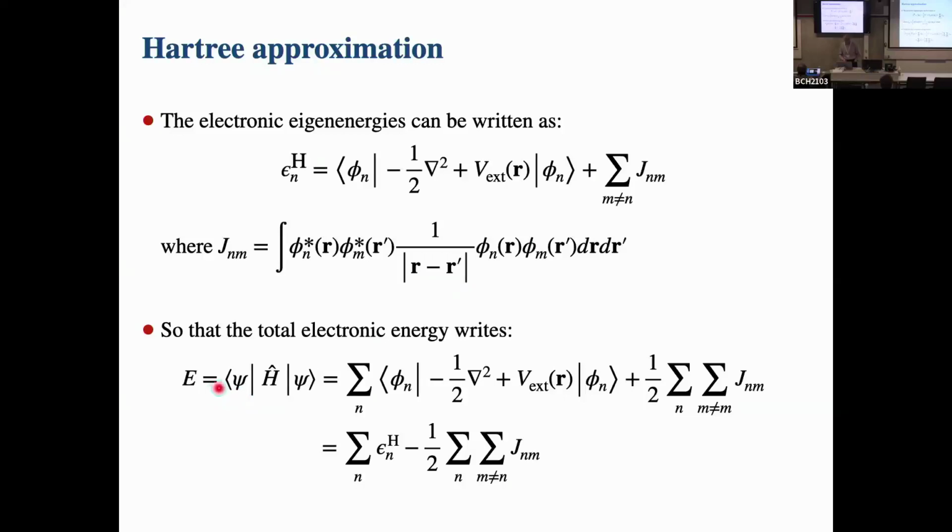So in that case, the total energy is no longer just the sum of the eigenvalues, as I was showing before in the case of non-interacting electrons. We have to correct for a double counting of these elements here. So you can do the math and do that. The idea here is to relate to what we were saying before.